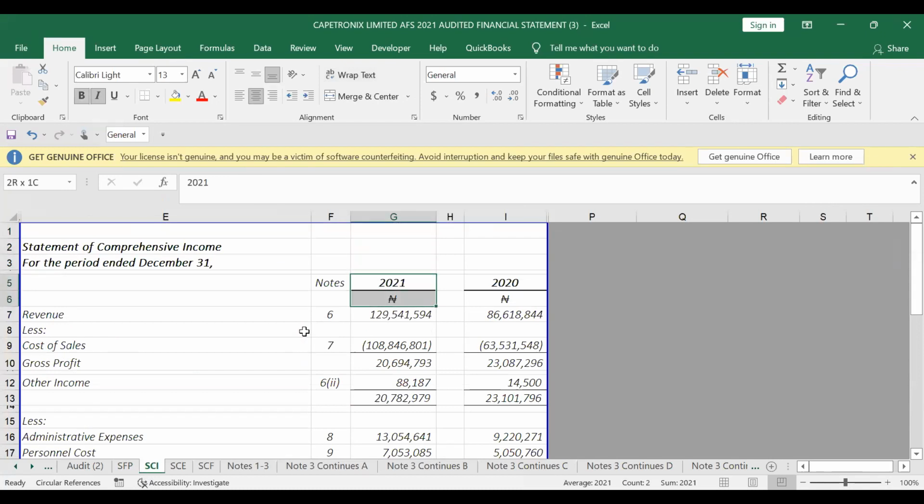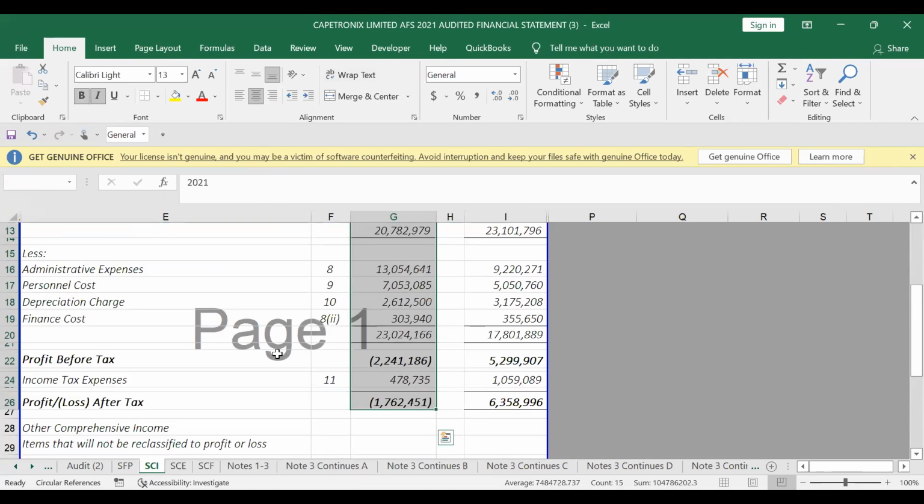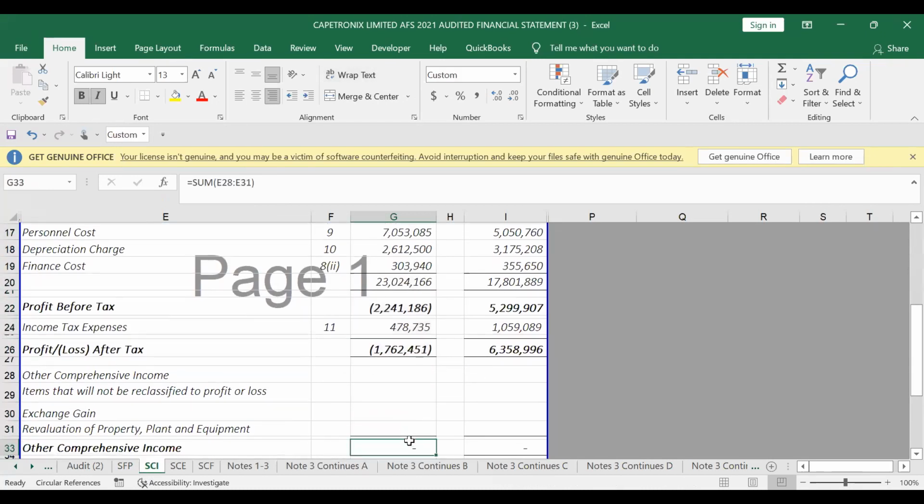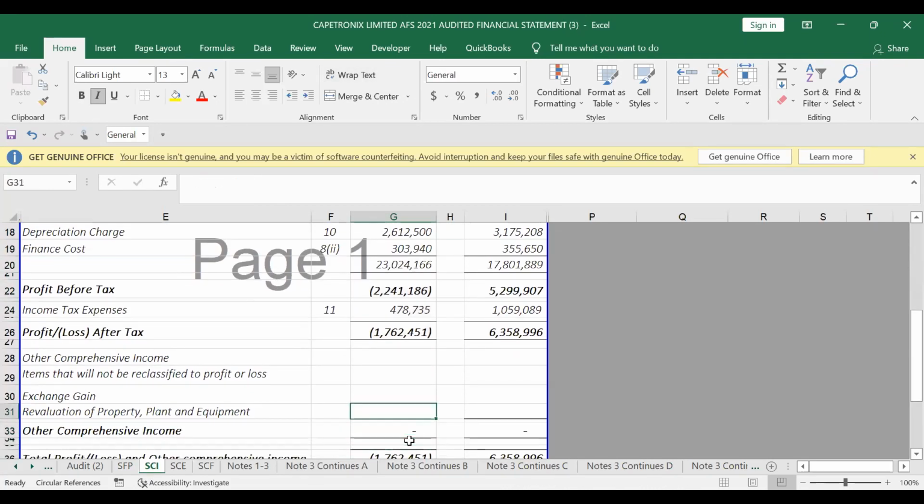So you can see the profit or loss statement begins from here and ends with profit after tax, right? While the other comprehensive income starts at this section. For this particular year, there were no transactions that could have been presented under the statement of other comprehensive income.